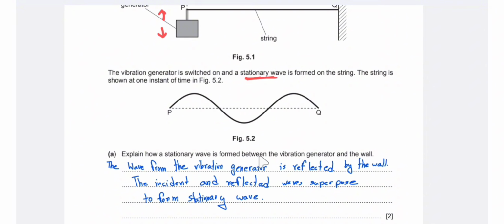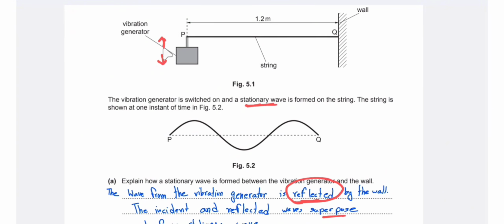Explain how the stationary wave is formed between the vibration generator and the wall. So wave from the vibration generator is reflected by the wall. The incident wave and the reflected wave superimpose to form a stationary wave. As the vibration generator vibrates, the wave from it is reflected from the wall.